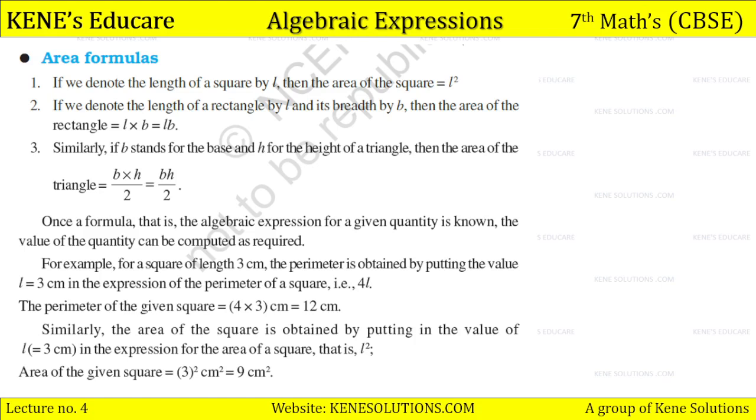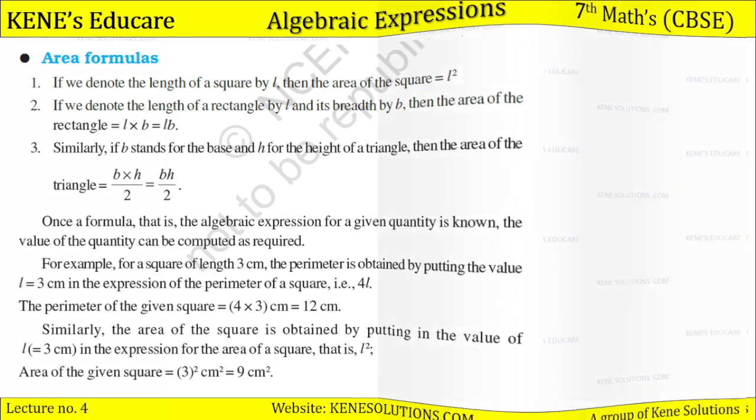So similarly the area of the square is obtained by putting in the value of l is equal to 3 centimeter in the expression for the area of the square, that is l square. So area of the given square is equal to क्या होगा? 3 square मतलब 9 centimeter square यहाँ पर होगा answer.